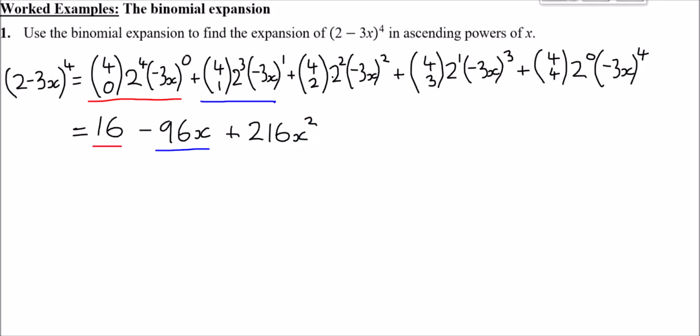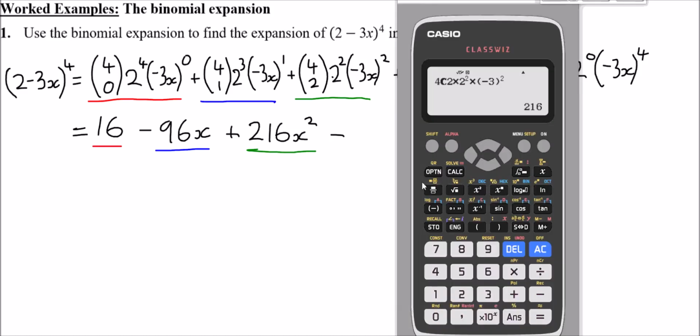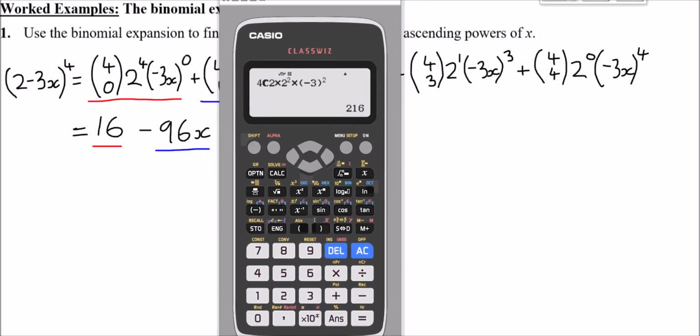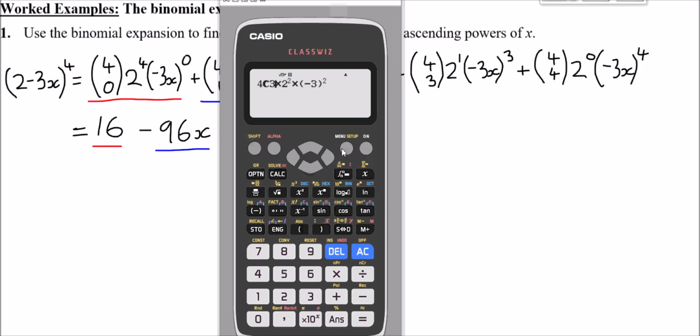x squared next. Then this is going to be a minus. So I'm going to put a minus in. But I'll show you on the calculator, just so you're in no doubt that it is a minus. So 4 choose 3, so go back and edit the 2 to a 3. The power of 2 is now reduced down to a 1, so delete this 2, replace it with a 1, whereas the power of the minus 3 is increased from 2 up to 3. So delete the 2, replace it with a 3. Press equals, and we get minus 216.